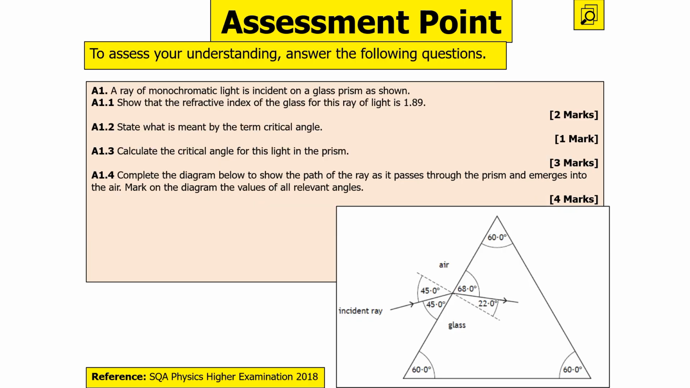A ray of monochromatic light is incident on a glass prism as shown. Show that the refractive index of the glass for this ray of light is 1.89. State what is meant by the term critical angle and calculate the critical angle for this light in the prism. Complete the diagram below to show the path of the ray as it passes through the prism and emerges into the air. So pause the video now, then unpause the video when you want to go through your answer.